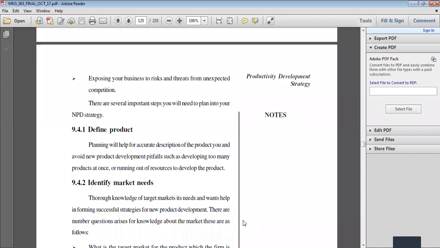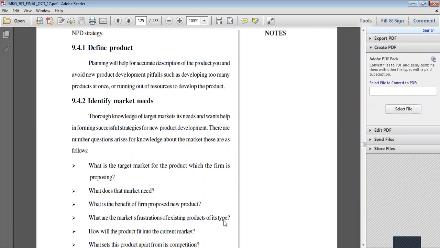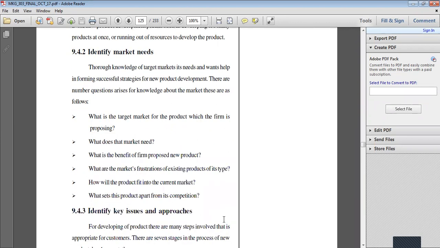Next slide, you can identify market needs. Knowledge of target markets, its needs and wants helps in forming a successful strategy for new product development. There are a number of questions that arise for knowledge about the market. These are as follows. What is the target market for the product which the firm is proposing? What does the market need? What is the benefit of the firm's proposed product?